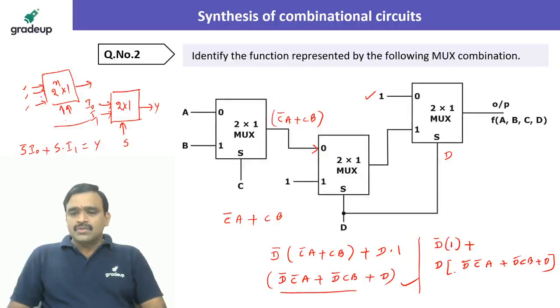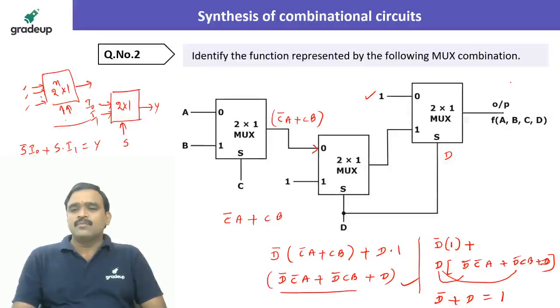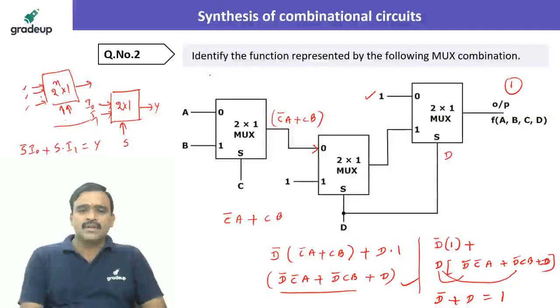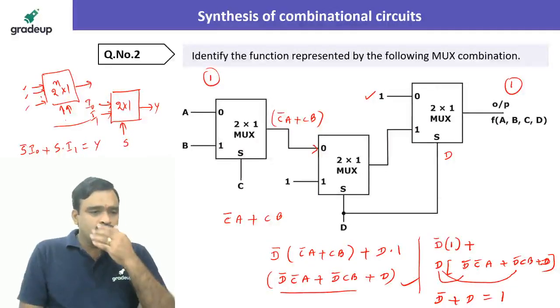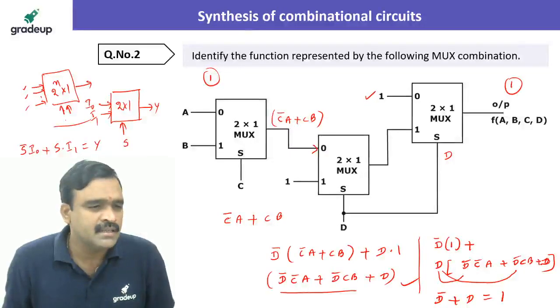Okay, when D is 1. So when you expand this, D D bar becomes 0. This D D bar also becomes 0. And D into D becomes D. So finally it is D bar plus D. So D bar plus D becomes 1. So finally the output function of the 4 variables A, B, C, D has become 1. So the right answer for this is 1. Options not given, but definitely options will be there. Exactly, most of you have given D bar plus D.